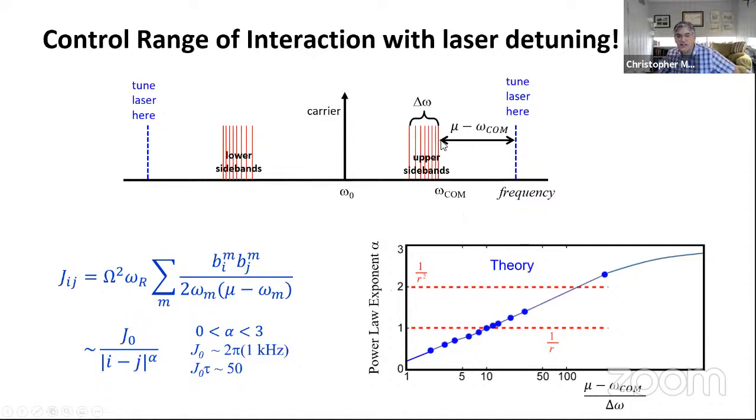If the detuning is really small, that is, if you're only coupled to this highest mode, that's the center of mass mode, by the way. If you're only coupled to the center of mass mode, then you have an infinite range interaction, and alpha is equal to 0. It's an all-to-all coupling.